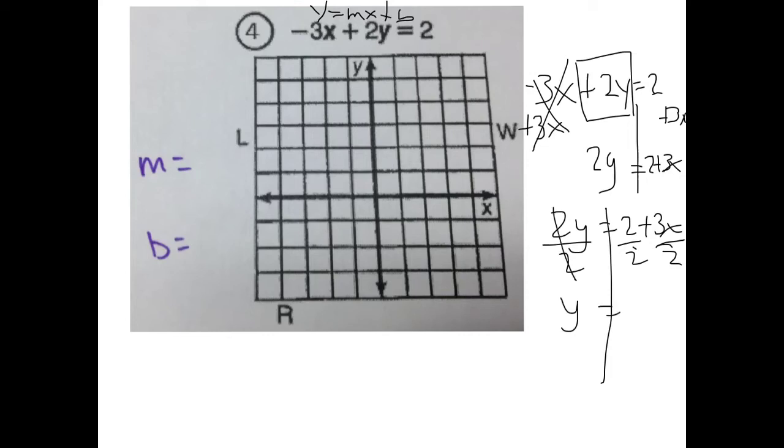2's cancel. Y equals 2 divided by 2 is 1. 3 divided by 2 is 3 over 2x. And then I swap those. Remember, you got to take the sign with it. Like me and Miss Nash changed places the other day. I was still Miss Trashcraft, she was still Miss Nash. So y equals positive 3 over 2x plus 1.